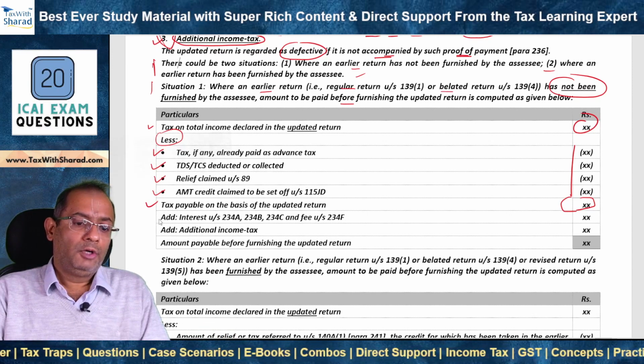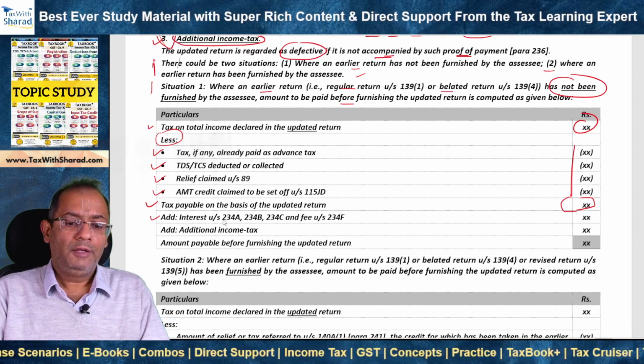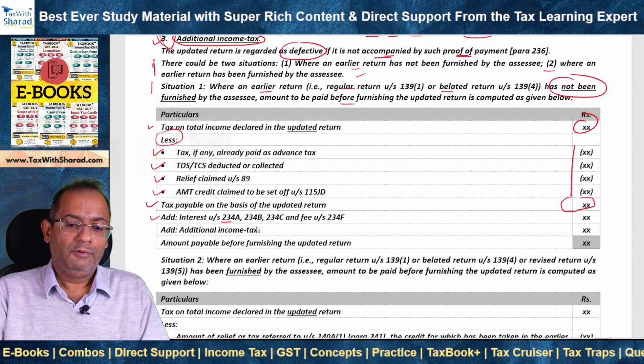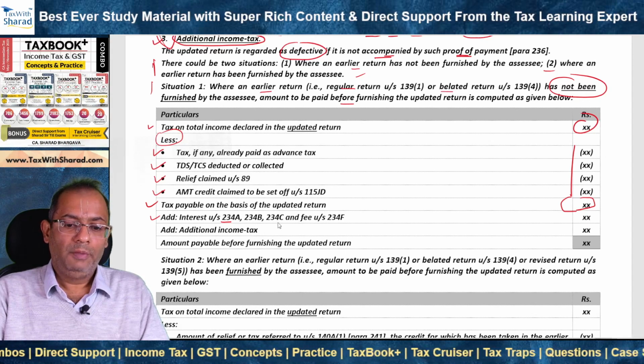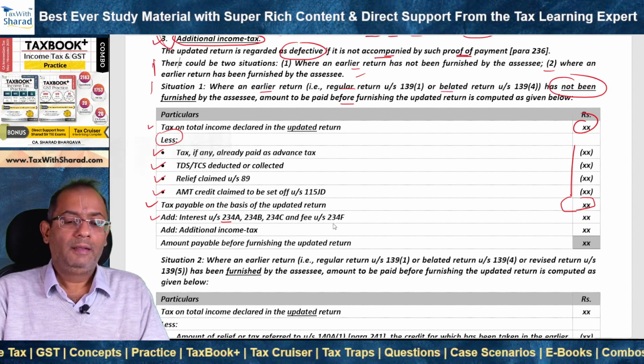Okay. To this, two things need to be added. First, we need to add interest under section 234A, 234B, 234C and fee under section 234F. Right?